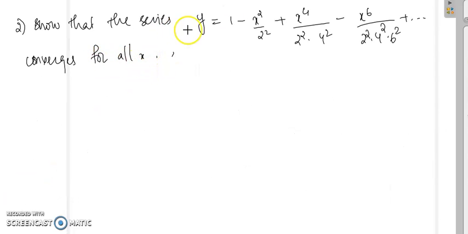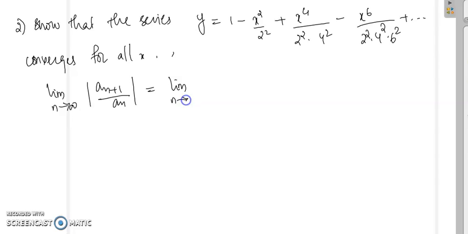Now the next problem is: show that the series y equal to 1 minus x square by 2 square plus x raised to 4 by 2 square into 4 square minus x raised to 6 by 2 square into 4 square into 6 square plus etc. converges for all x. So let us look at the limit n tends to infinity of modulus of a n plus 1 by a n. Corresponding to n, you have the power x raised to 2n.